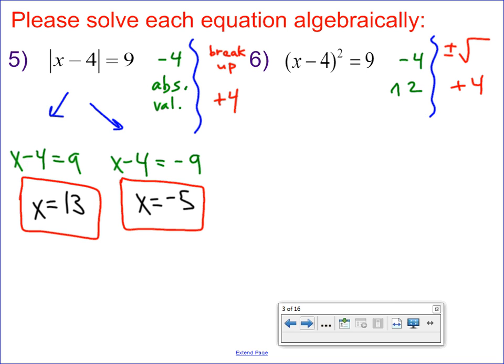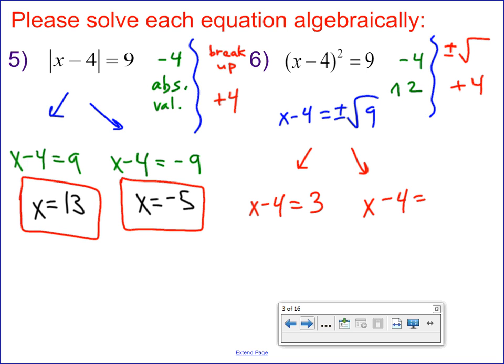First step, positive and negative square root. So I know that x minus 4 is equal to the positive and negative square root of 9. Sometimes this will reduce, sometimes it won't, but either way, it'll be able to be broken up into my two different paths, just like we broke up the absolute value into two different paths. What are they? x minus 4 is equal to the positive square root of 9, in this case 3, or x minus 4 is equal to the negative square root of 9, which is negative 3.